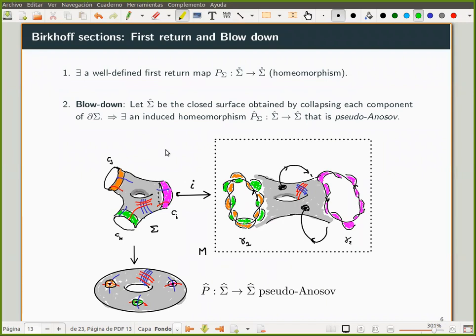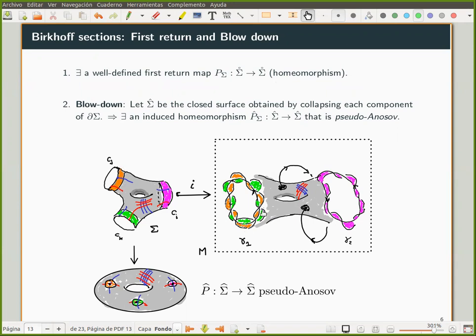Well, the first consequence of the previous definition is that there's a well-defined first return map, first return homeomorphism, if you want, on the interior of the Birkhoff section. It is not defined along the boundary components of the section, but there's an operation that we can do that is called the blowdown operation, and it consists in collapsing the boundary components of the surface sigma, producing in this way a closed surface, sigma hat.